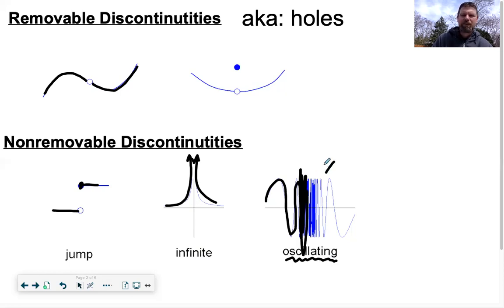An example of this type of one would be something like sine of 1 over x. That would have an oscillating discontinuity at 0. I can't plug a 0 into there. But the closer I get to 0, the more those waves would go up and down, faster and faster and faster.